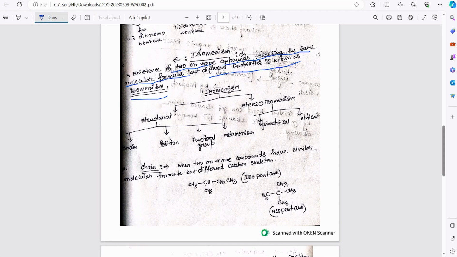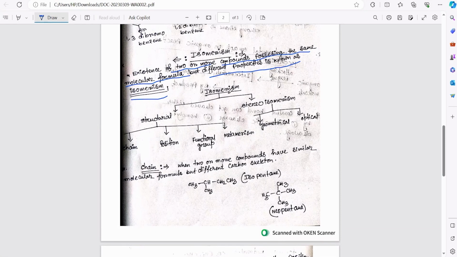Structural isomerism can also be divided in four ways: the first is chain, the second is position isomerism, the third is functional group, and the fourth is metamerism. And stereoisomerism is divided into geometrical and optical isomerism.